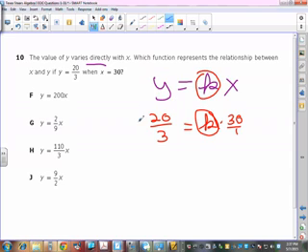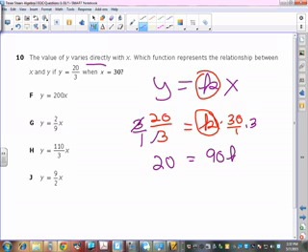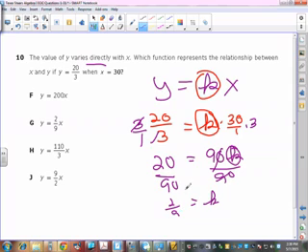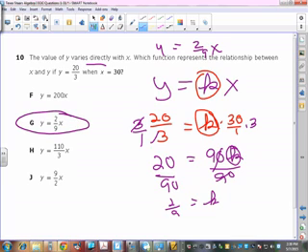One thing we can do, to get rid of that fraction, is multiply both sides by 3. So it gives you 20 is equal to 90k. We're trying to solve for k. What would be the next step to solve for k? Gotcha. And 20 over 90 reduces to, right. So they're really saying y is equal to 2/9 x. So your answer would be G.